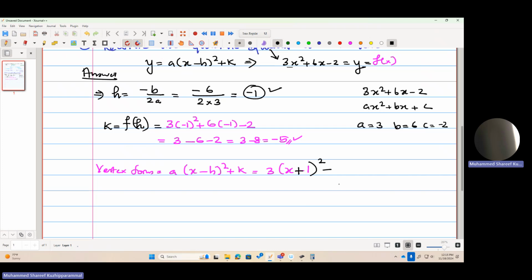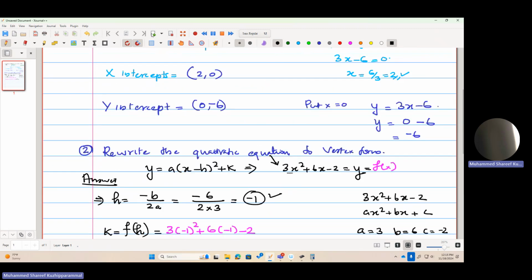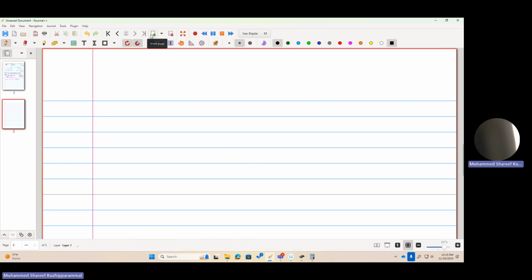K is minus. So this is the vertex form of the given quadratic equation. Now let us solve some linear equations, system of linear equations.